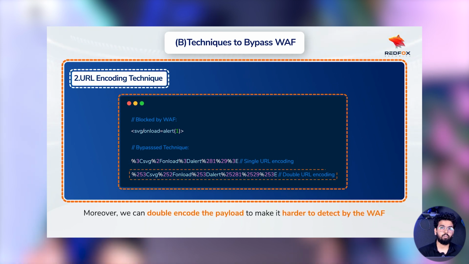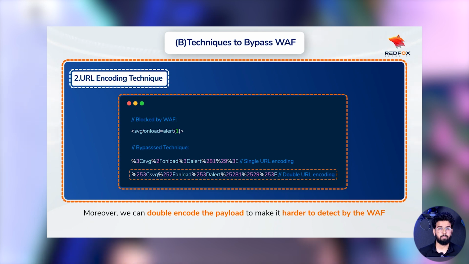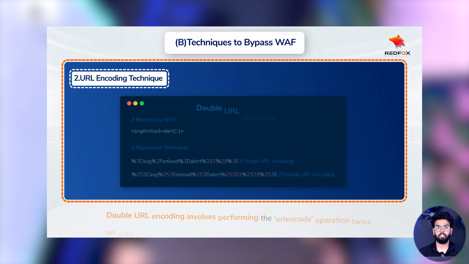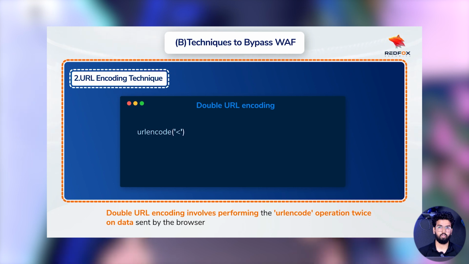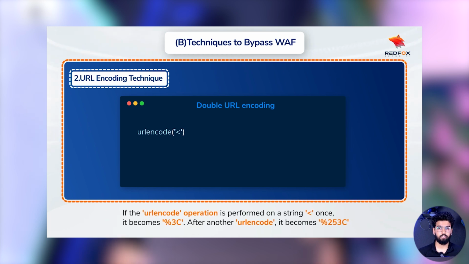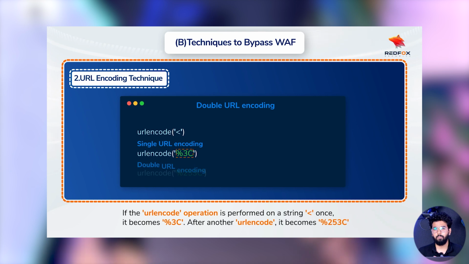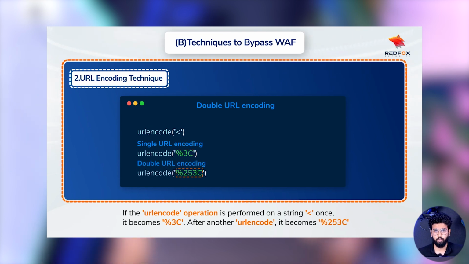Moreover, we can double encode the payload to make it harder to detect by the WAF. Double URL encoding involves performing the URL encode operation twice on data sent by the browser. If the URL encode operation is performed on the less-than character once, it becomes %3c. After another URL encode, it becomes %253c. Don't worry about this much because it will be more familiar when you use base64 encoding websites.